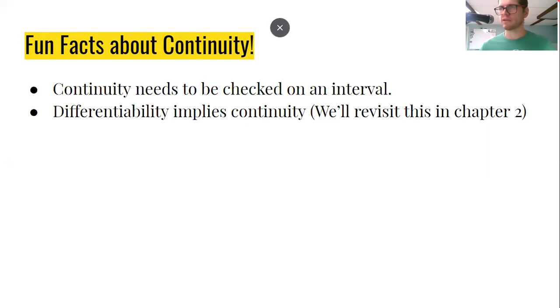Like they say, oh, it's a differentiable function, but they don't care about the differentiability part. They only care about the continuity part. They're checking to see if you know what that means.